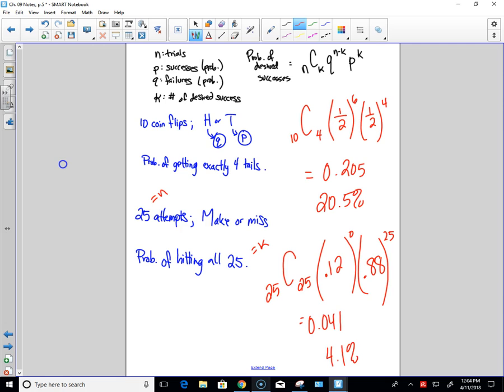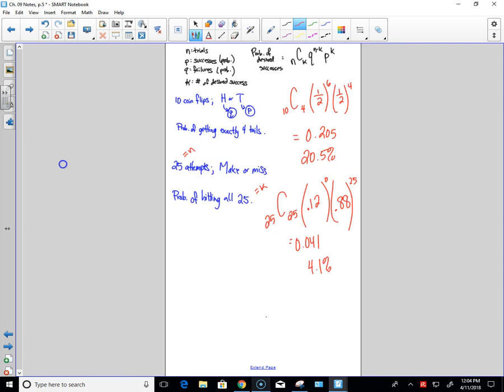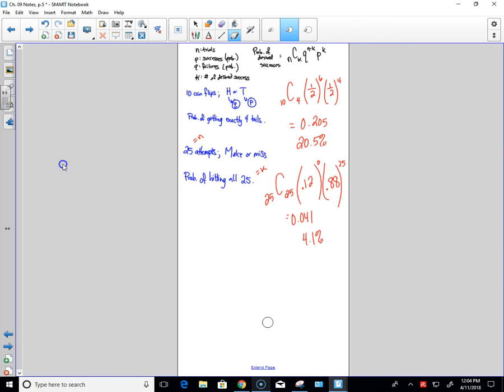4.1%? It's not very high. Weird, right? But if he has an 88% free throw average, what's the percentage of him missing 1 out of 25? Pretty high. Now, we were like, okay, hold on. 25, okay, that was a little unrealistic. He's good, but is he that good?